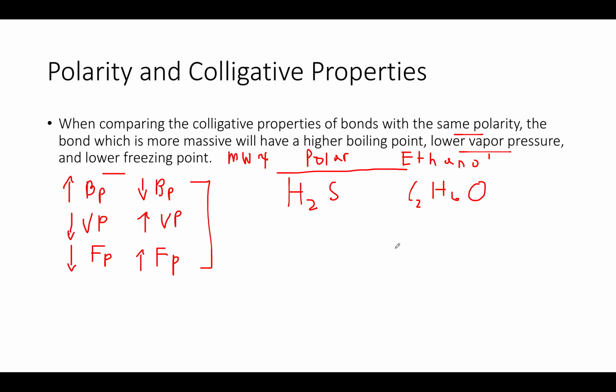Well, which one is more massive? Hydrogen sulfide is going to be about 34 grams. This is going to be a lot more than that. So ethanol is going to have the higher boiling point because it's more massive. And that's that idea of polarity. Since they're both polar, I can compare them solely based on weight. If I was looking at a nonpolar bond and a polar bond, the nonpolar bond would have the lower boiling point.